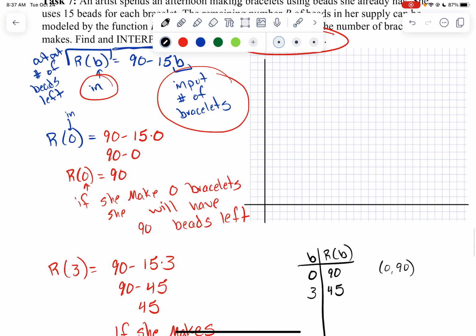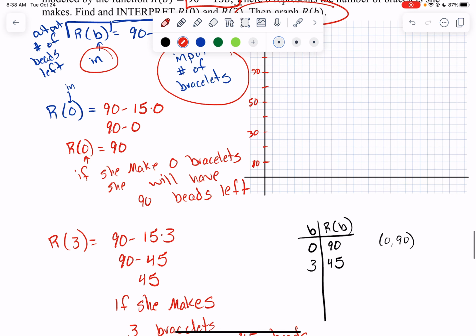Since I have to get all the way up to 90, can we count by fives? Let's see. 10, 15, 20, 25, 30, 35, 40, 45, 50, 55, 60, 65, 70, 75, 80, 85, 90. Perfect. So I'm just going to mark every two as 10, 20, 30, 40, 50, 60, 70, 80. There's 90 up there. And we can mark a few more out, 10, 20, 30, 50, 70.